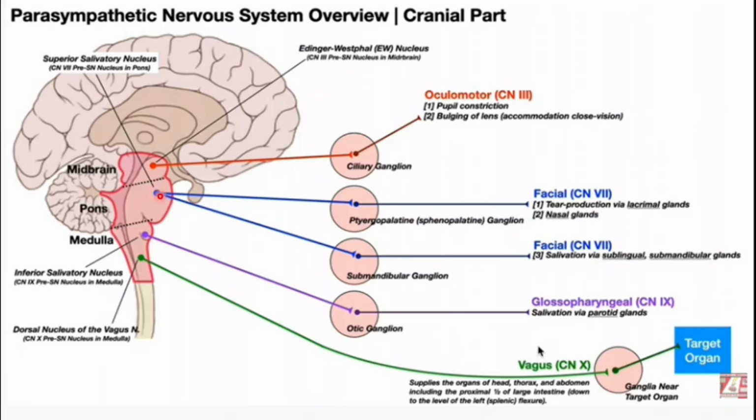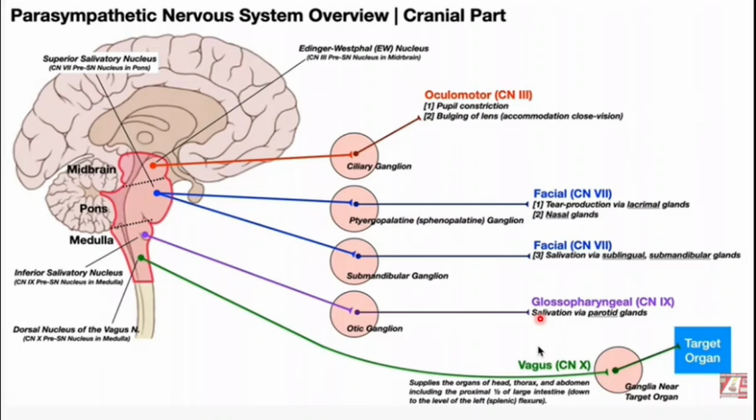So the facial nerve from the superior salivatory nucleus will form synapses at the pterygopalatine ganglion and the submandibular ganglion, which are responsible for the lacrimal gland innervation, and the sublingual and the submandibular gland innervation. Similarly, the glossopharyngeal nerve from the inferior salivatory nucleus will form a synapse at the otic ganglion, and from the otic ganglion, the postganglionic neurons will innervate the parotid gland, and you know that the parotid gland is responsible for saliva production.